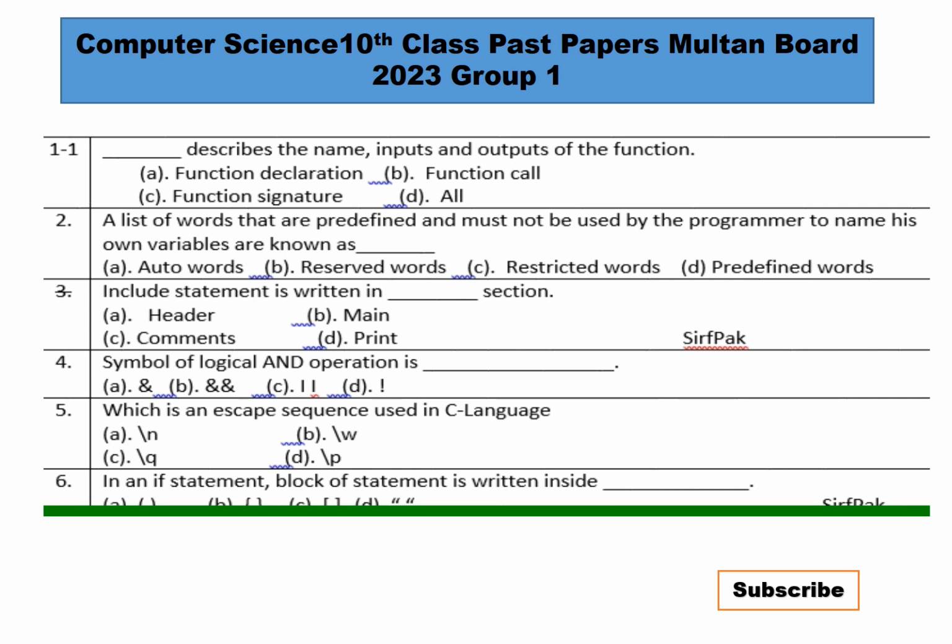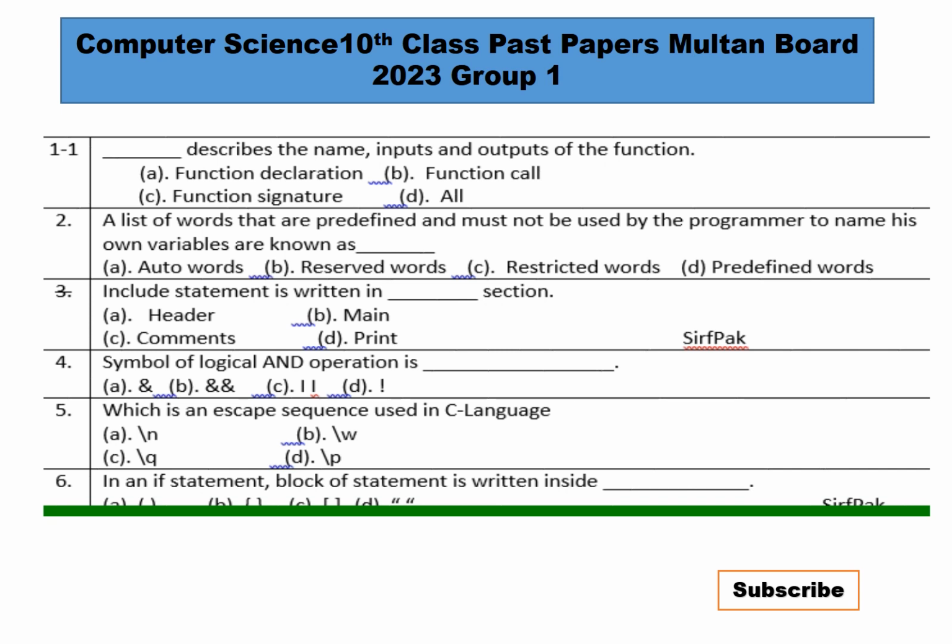Number 4, symbol of logical AND operation is option A and B and D column. Correct option is B and.